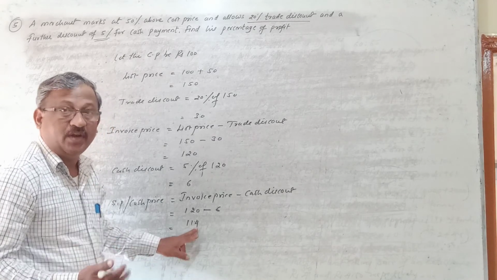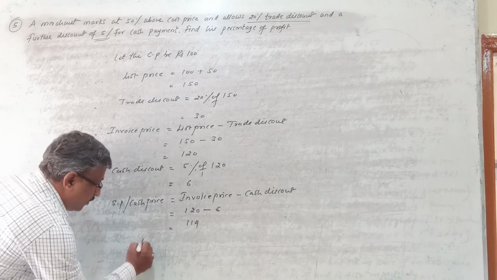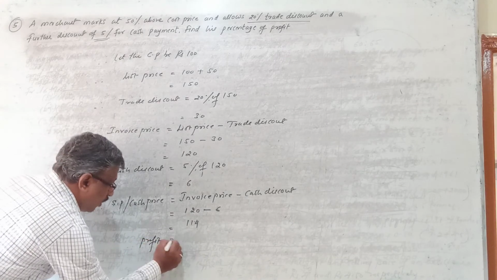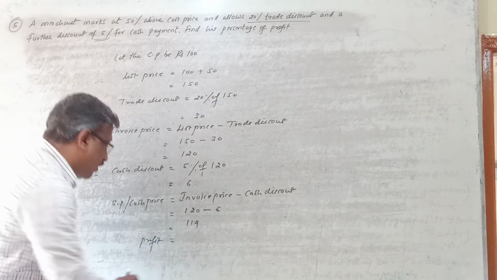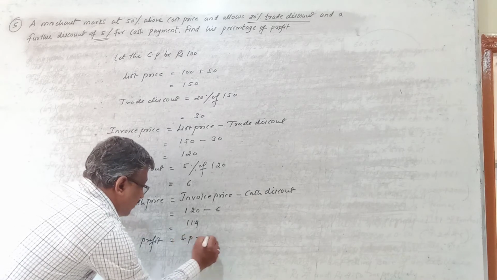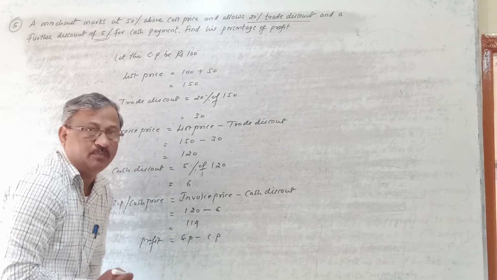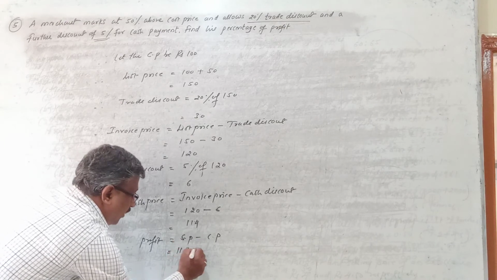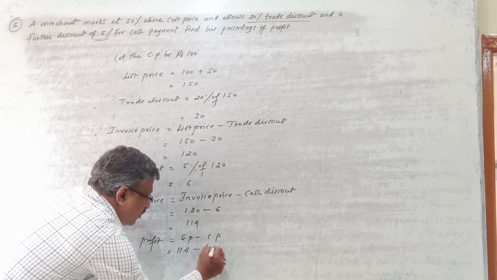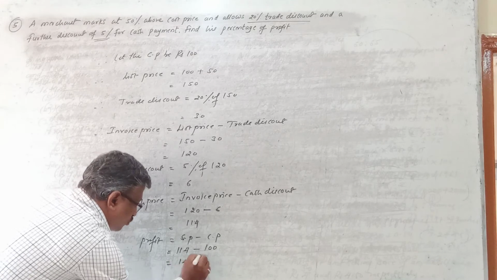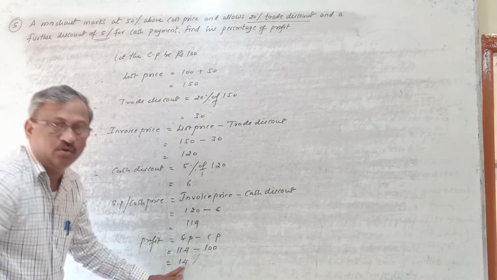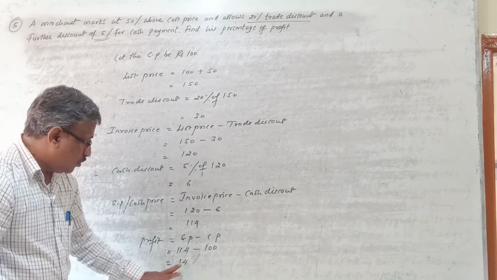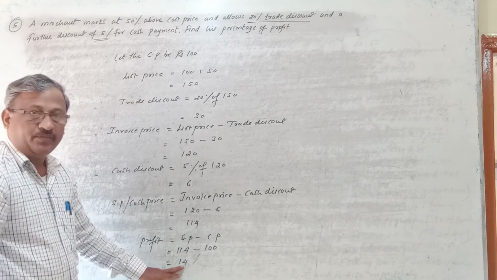So that profit I would calculate. Now you calculate the profit. So how to determine the profit here? Profit is nothing but selling price minus cost price. My selling price is how much here? 114 minus cost price, how much here? 100. So my profit comes to how much? 14 rupees. So this is the profit.